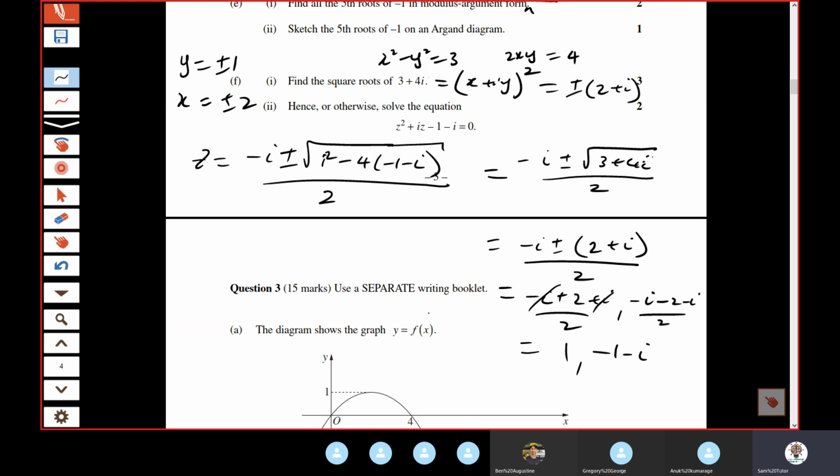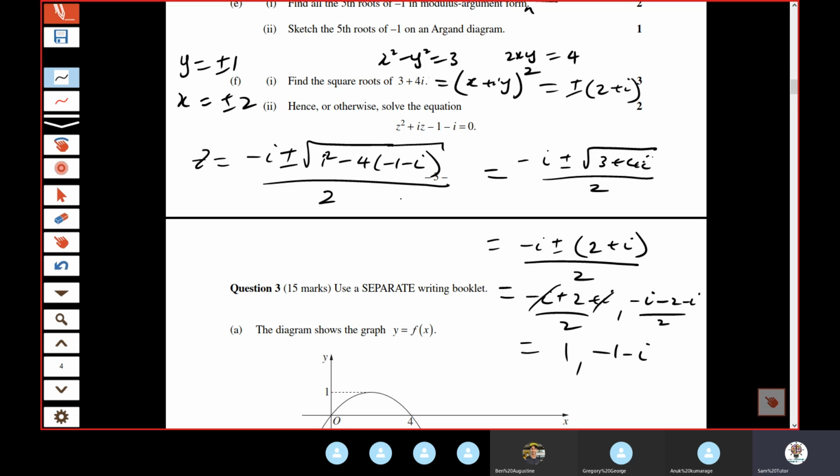Please, any questions? No? Not yet? Makes sense? Where did you go wrong? You subbed in your z. No. Oh, no. You understand how it's working, the square root now?